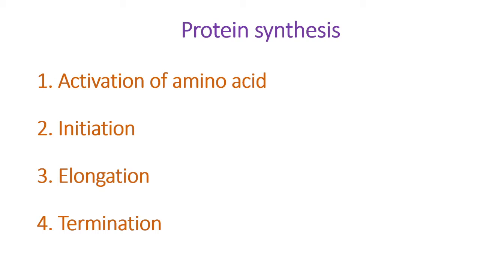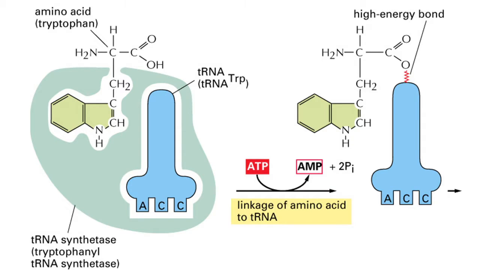Now protein synthesis or translation proper. Protein synthesis or translation is divided into four parts: activation of amino acid, initiation, elongation and termination. Now the details of each part. First, activation of amino acid.